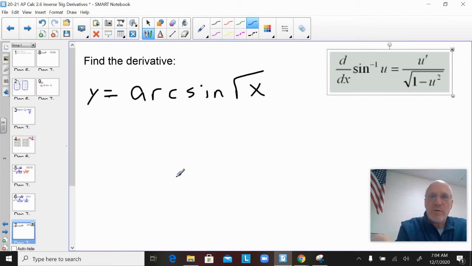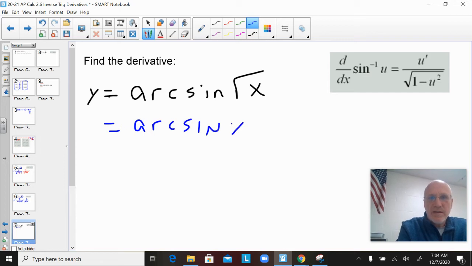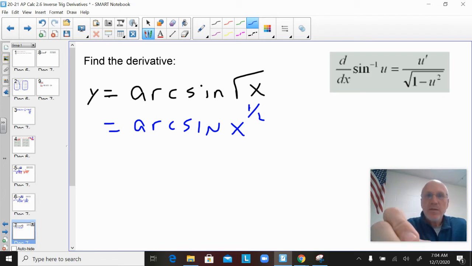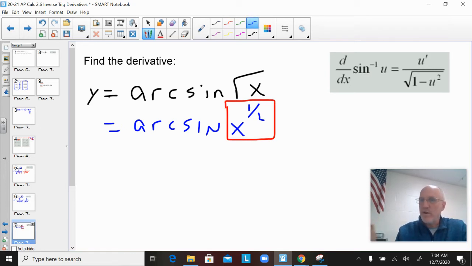And of course, if you wanted to write this as the arc sine of x to the 1/2, that would make sense because that's how we've always written root x. So of course, u here is x to the 1/2. I'm hoping you're comfortable knowing that the derivative of x to the 1/2 is 1/2 x to the negative 1/2. So let's find the derivative here.